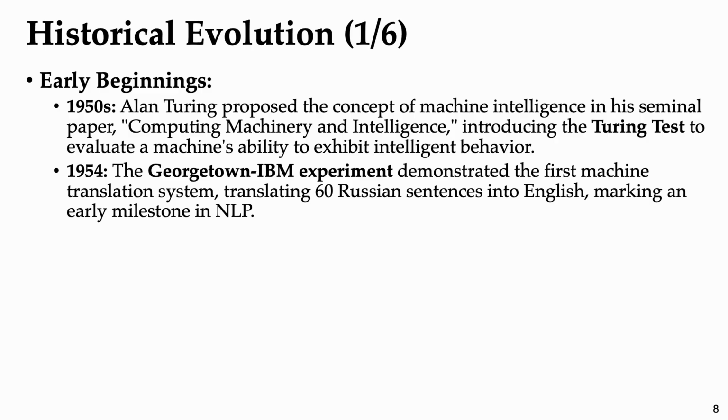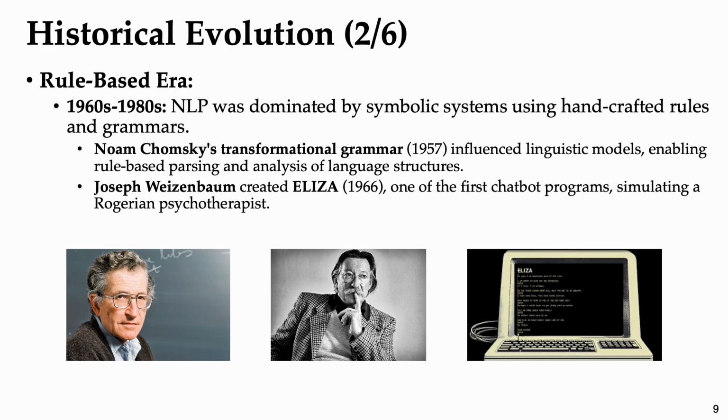Following that, in 1954, the Georgetown IBM experiment demonstrated the first machine translation system, successfully translating 60 Russian sentences into English. By today's standards, this may seem like a very limited task, but at the time, it represented an important milestone. It highlighted one of the earliest advances in machine learning, particularly in the context of natural language processing. So, for us as computer scientists, this places the initial foundations in the 1950s.